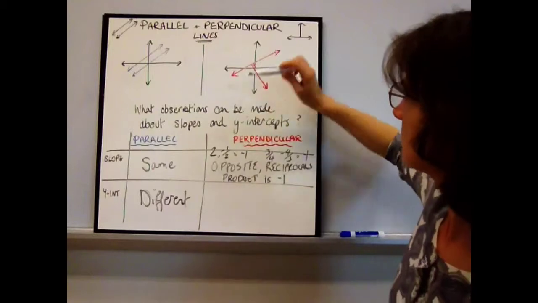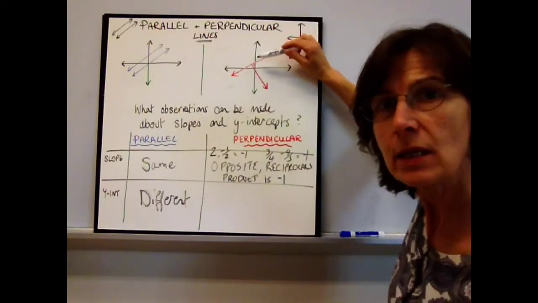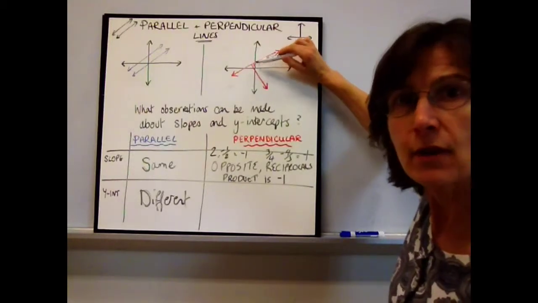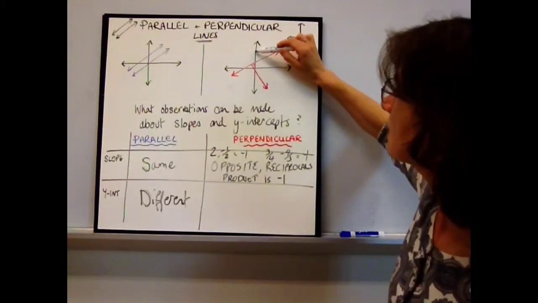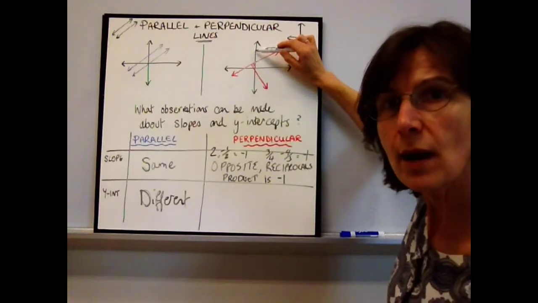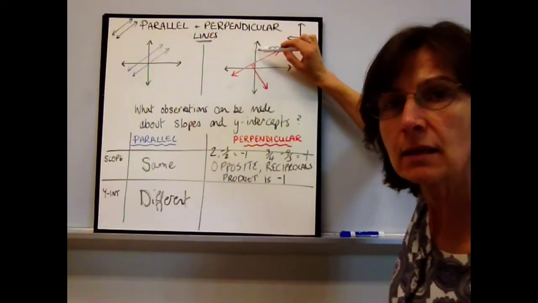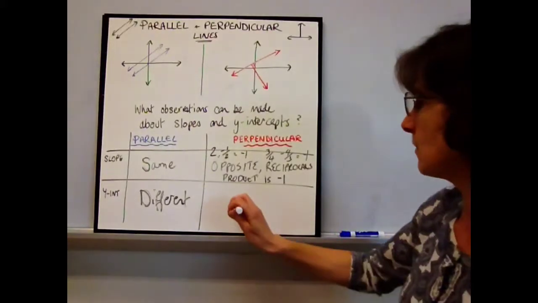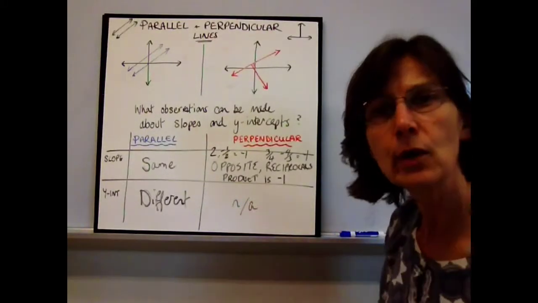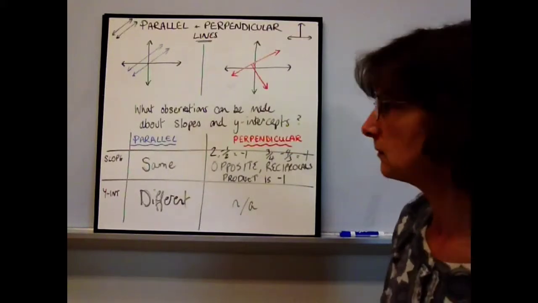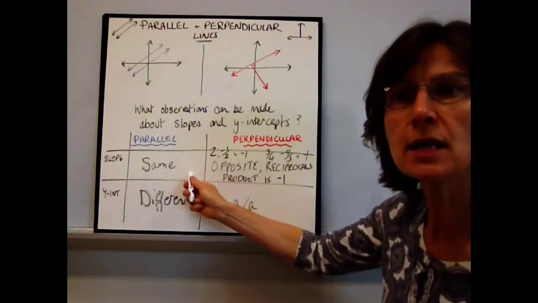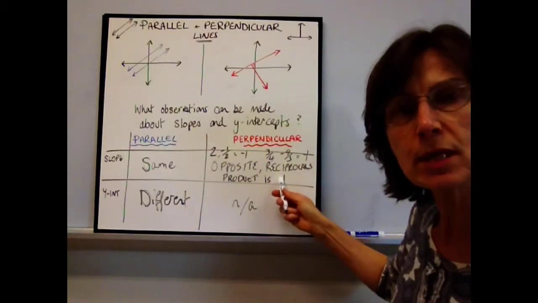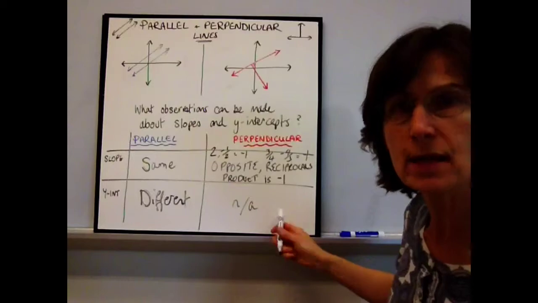What about the y-intercept? Is there anything we need to be careful of about the y-intercept? Here they're different. If they were the same, it just means that the right angle was actually on the y-axis, but they can still be perpendicular. So for perpendicular lines, there's nothing we need to worry about the y-intercept. NA, we could write, not applicable. Parallel, slope the same, y-intercept different. Perpendicular, slope opposite reciprocal, y-intercept, who cares?